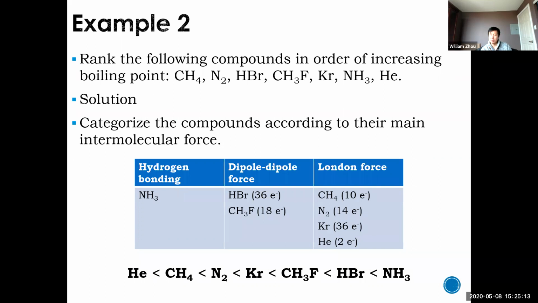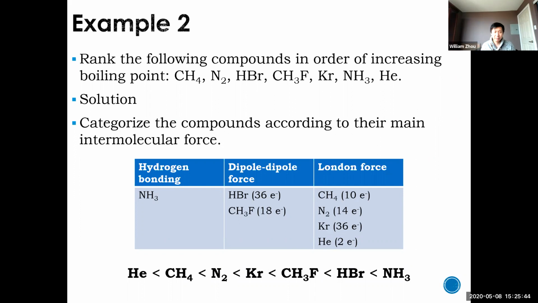For example, gasoline is completely non-polar, with 8 carbons and 18 hydrogens. It only has London force. But gasoline is a liquid at room temperature, whereas ammonia is a gas at room temperature. Because it has so many electrons, 8 carbons and 18 hydrogens, the London force becomes so strong that it's stronger than the hydrogen bonding of ammonia.